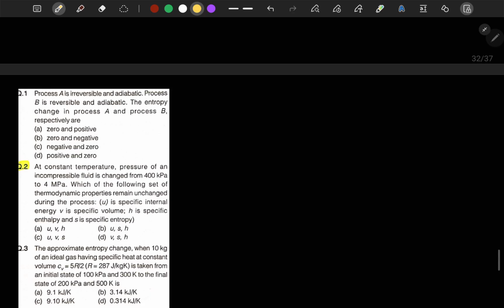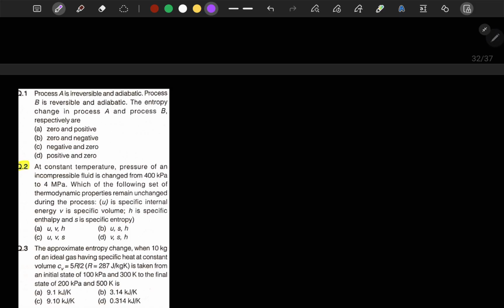Up until the last question we have already completed the questions on the second law of thermodynamics. From here our questions on entropy will start. Of course there are a few questions from entropy in the last topic also. We will start with question number 1. A process A is irreversible and adiabatic. Process B is reversible and adiabatic. The entropy change in process A and process B respectively are.